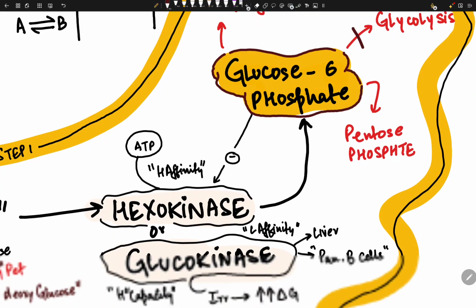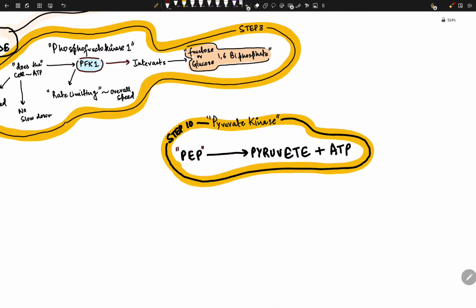What about pyruvate kinase? When do you think pyruvate kinase would fail, and what would happen if it fails? The ATP will drop. The RBC loses ATP, the sodium potassium pumps fail, and the membrane becomes super rigid, not flexible. And then what are we going to have? Hemolytic anemia. Simple stuff, right? So step number 1, step number 3, and step number 10 are all irreversible steps.